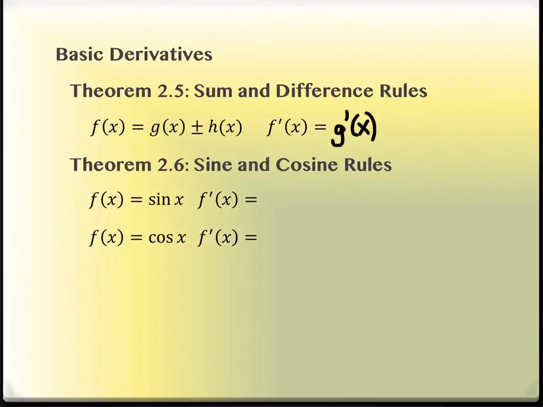So the g prime of x here, the h prime of x here, and then whatever sign was between them stays between them. If it was addition, it's addition. If it was subtraction, it's subtraction.